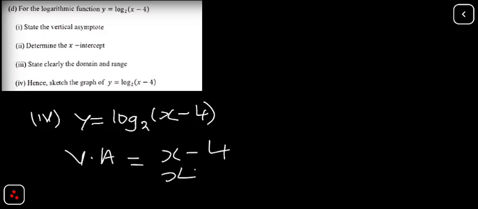So you get x minus 4, you set it equal to 0. Then you solve for x. So x will be equal to 4. Okay, so that is our vertical asymptote. So this is question 1.